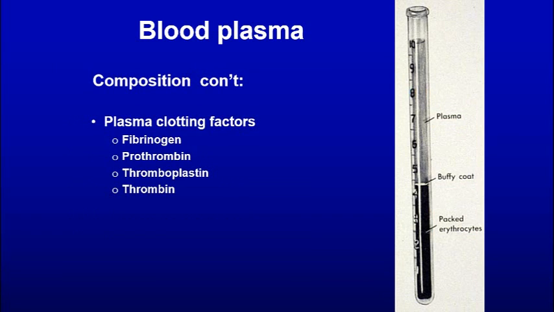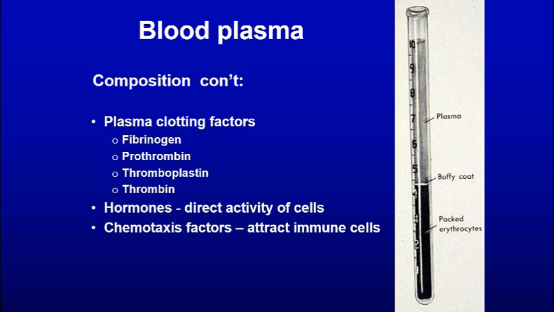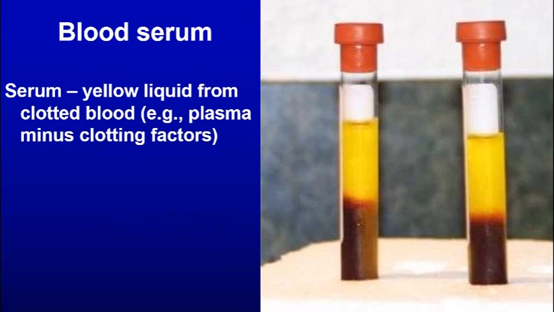Continuing, it also has clotting factors. It has fibrinogen, prothrombin, thromboplastin, and thrombin, the different things associated with clotting in blood. It also has inflammatory molecules and hormones, which direct cells' activity. It carries chemotactic factors to affect the immune system, to attract immune cells to any kind of infection that you might have. Now, blood plasma is different from blood serum.